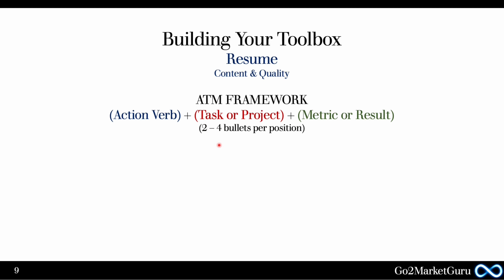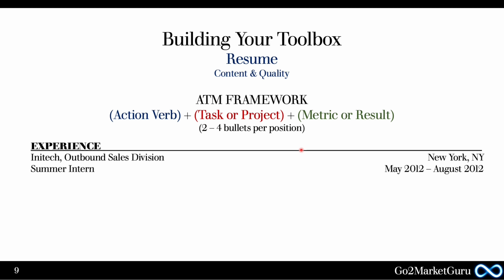ATM. You want to have, I'd say, 3 to 4 bullet points per position. If it's something in the past and it was small, maybe go down to 2, but don't go any lower than that, and don't go any higher than 4. And you want to make the bullet points worthwhile. So let's look at them.